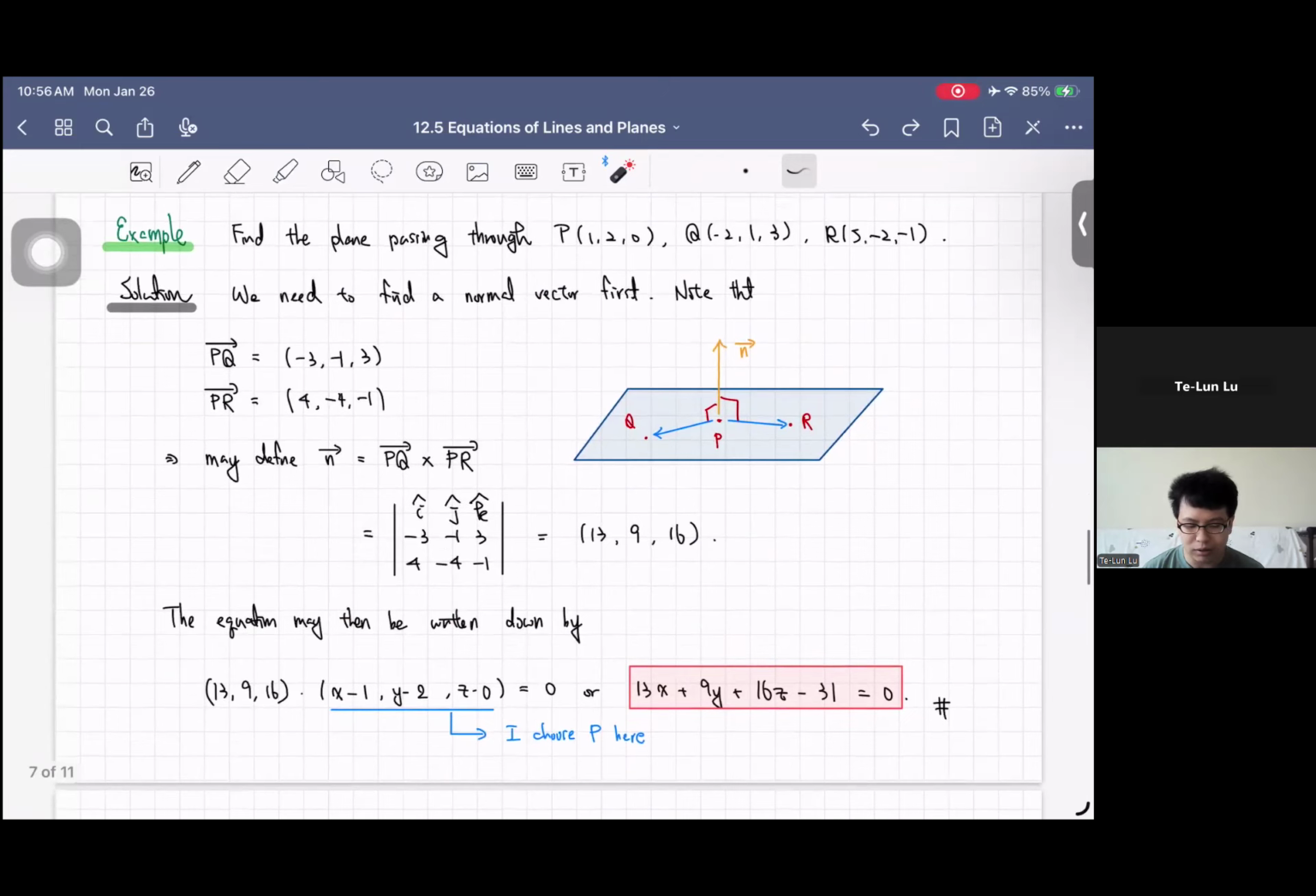All right, now let's jump into the examples. In this case, similar to the line, I want you to find some plane that passes through these three points: (1, 2, 0), (-2, 1, 3), and (5, -2, -1).